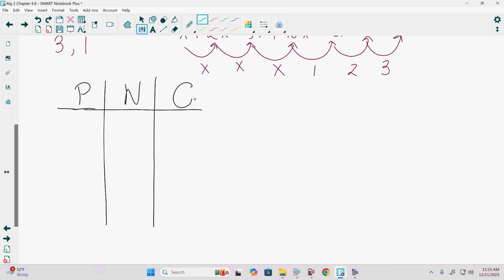Now, what was the most positives we could have? 3. What's the most negatives we could have? 3. What's the degree of this function? 6, yes? So how many solutions do I need to have? 6, yes? If I have 3 positive and 3 negative, how many do I have? So how many complex should I have? 0. Because if I have 3 positives and 3 negatives, I have 6 solutions total. So there shouldn't be any complex.